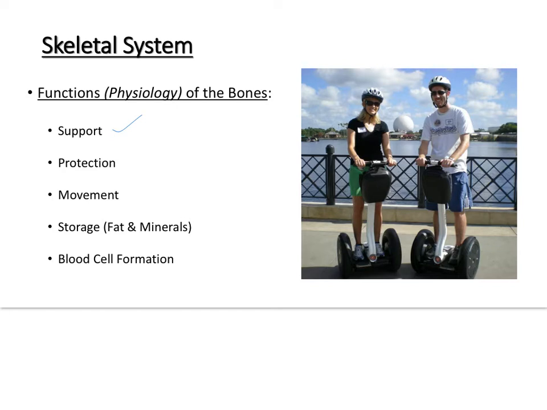Now, we also have a couple of other functions that are extremely important, but a little bit different in nature, and that is that the bones are a storage facility, basically, for fats and different minerals inside that bone matrix. And also the bone marrow inside of many of your bones is where we form new blood cells, both red blood cells and white blood cells for your immune system.